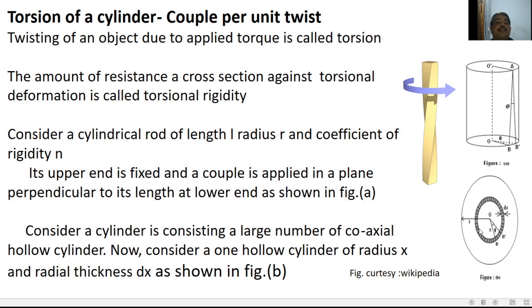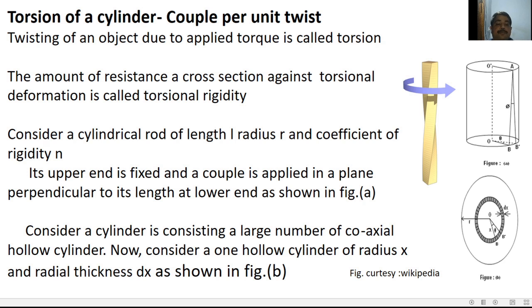Consider a cylinder that consists of a large number of coaxial hollow cylinders. Now consider one hollow cylinder of radius x and thickness dx. Each radius of the lower end is turned through the same angle theta, but the displacement is greatest at the rim and decreases as the center is approached, where it is reduced to 0 at the point O.